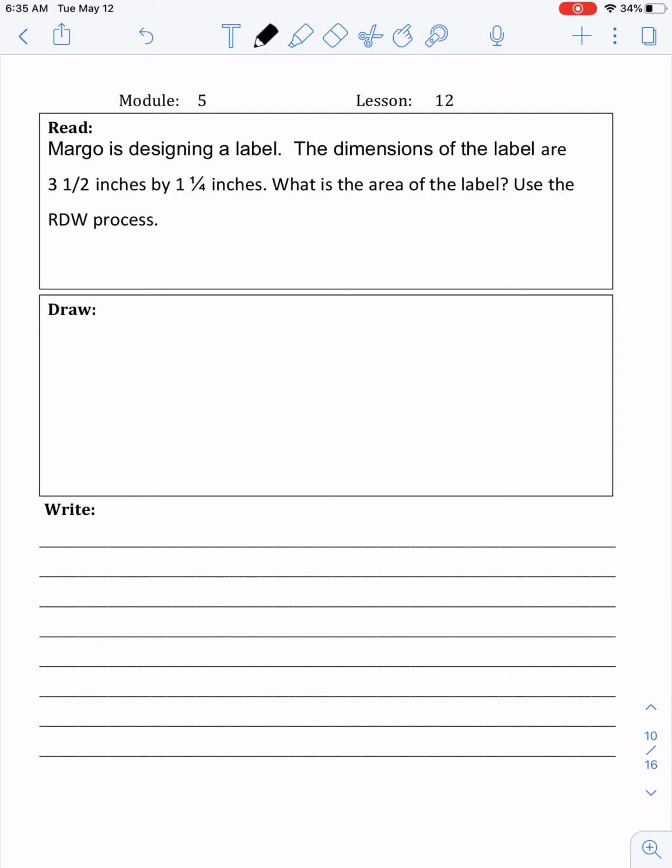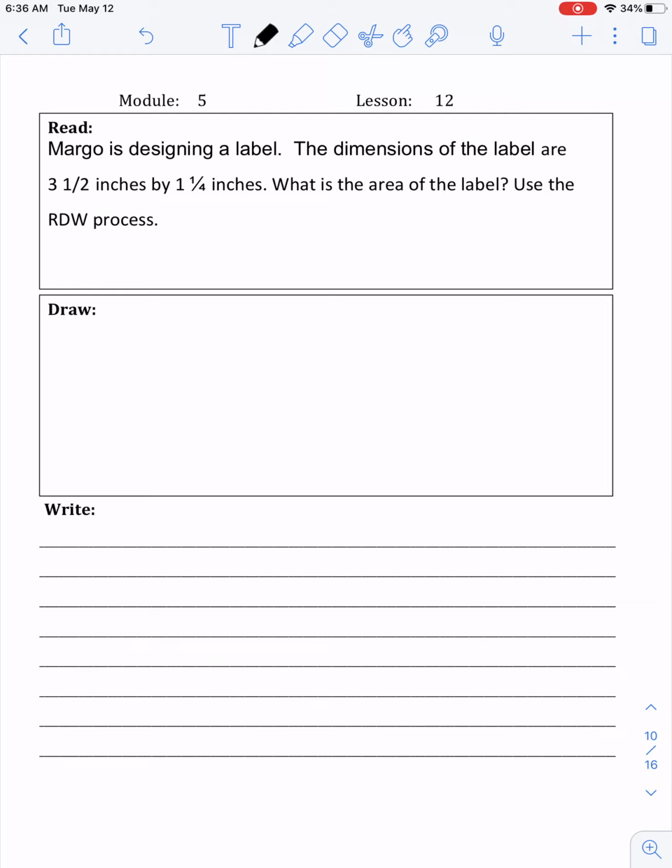Here we have our application problem today for lesson 12. Margot is designing a label. The dimensions of the label are 3.5 inches by 1 1/4 inches. What is the area of the label?